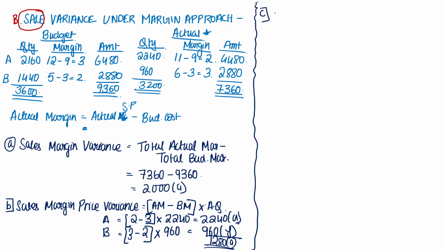Sales margin volume variance is the same again: actual quantity minus budgeted quantity into budgeted margin. Please write down the whole thing. Don't write shortcuts like me.